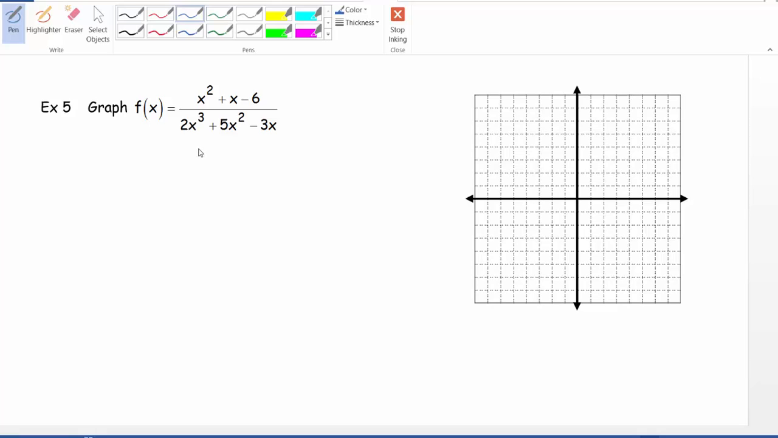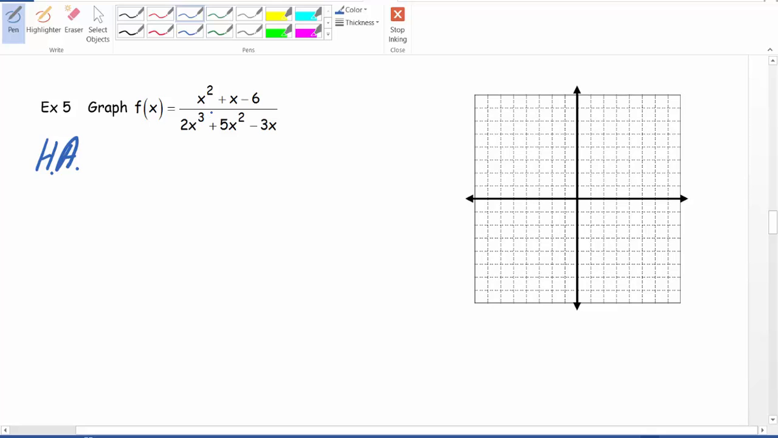Here we are at example 5 from our 8.3, number 27 notes. We're asked to graph the following rational function. And typically how we start these out is just by looking at the horizontal asymptote. So we're going to look first for our HA. And we do that by looking at the degrees on both top and bottom here.